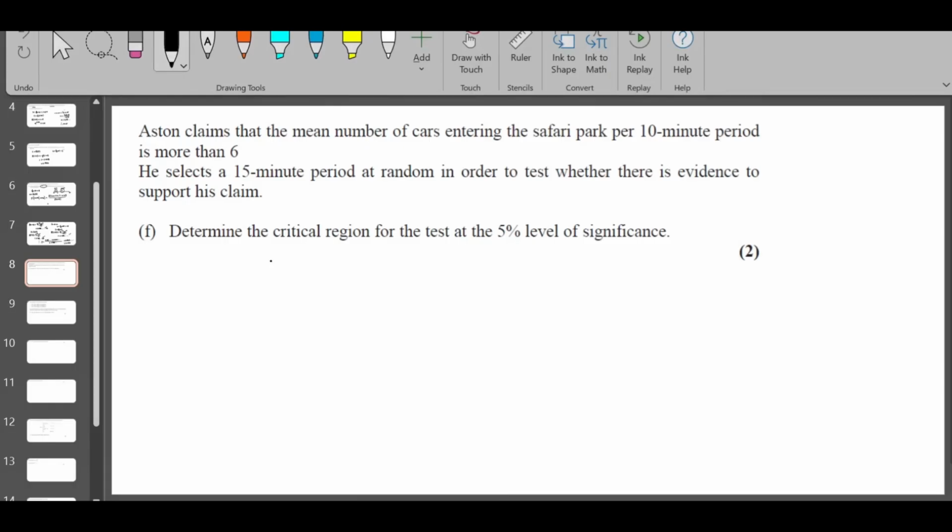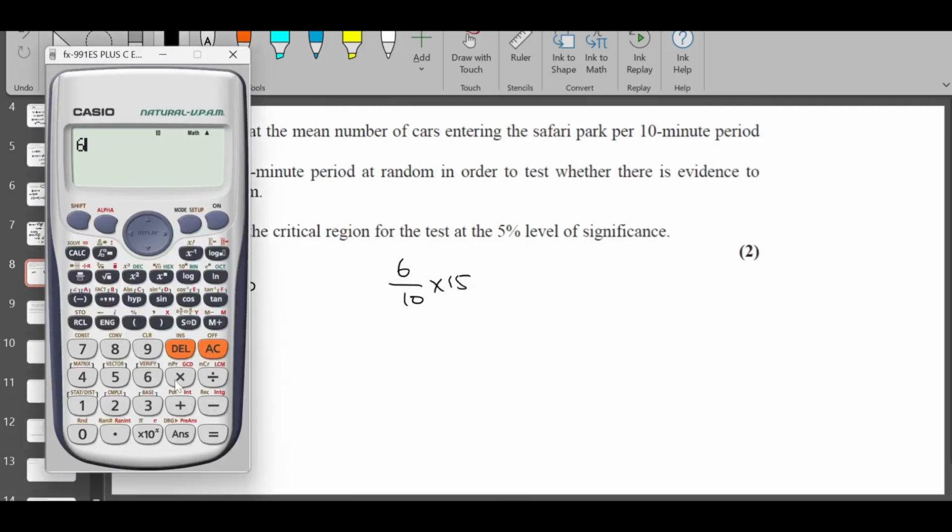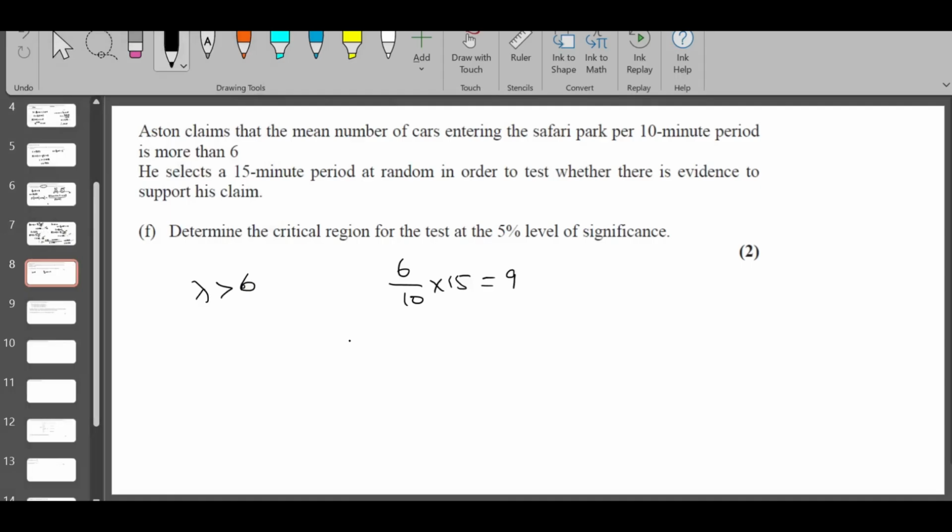Part F now. Aston claims that the mean number of cars entering the safari park per 10-minute period is more than 6. He believes that lambda is more than 6. He selects a 15-minute period. So 6 per 10 minutes, for a 15-minute period it's going to be 6 times 15 divided by 10, which gives 9. So we can write Y follows a Poisson distribution of 9.